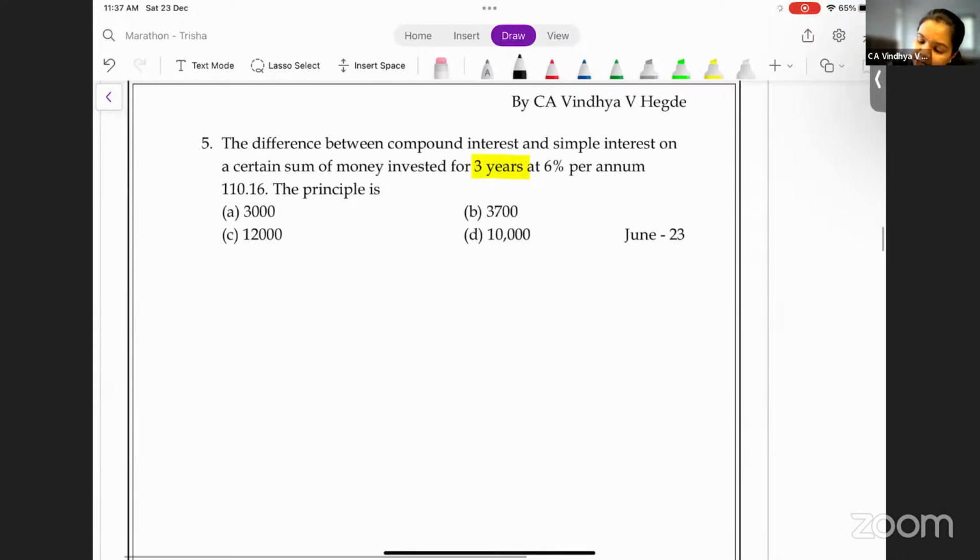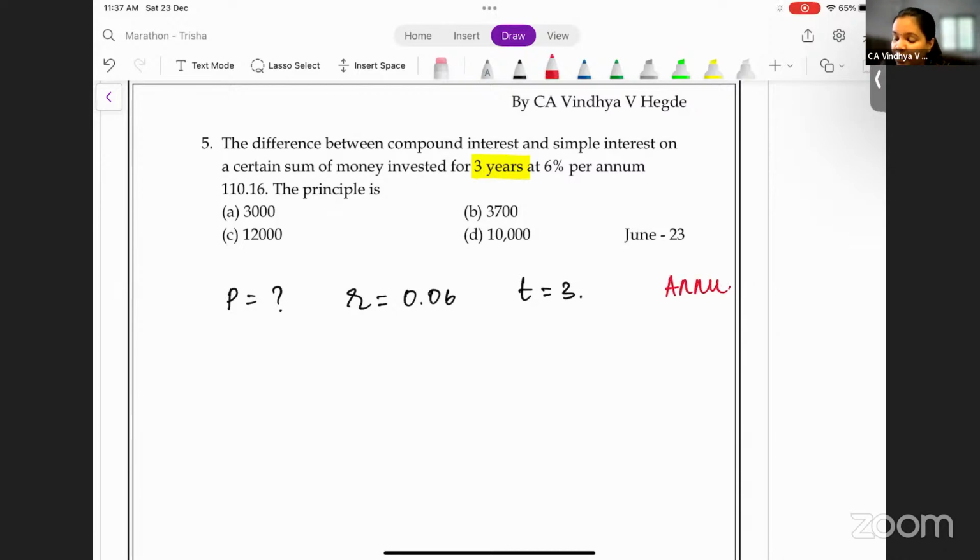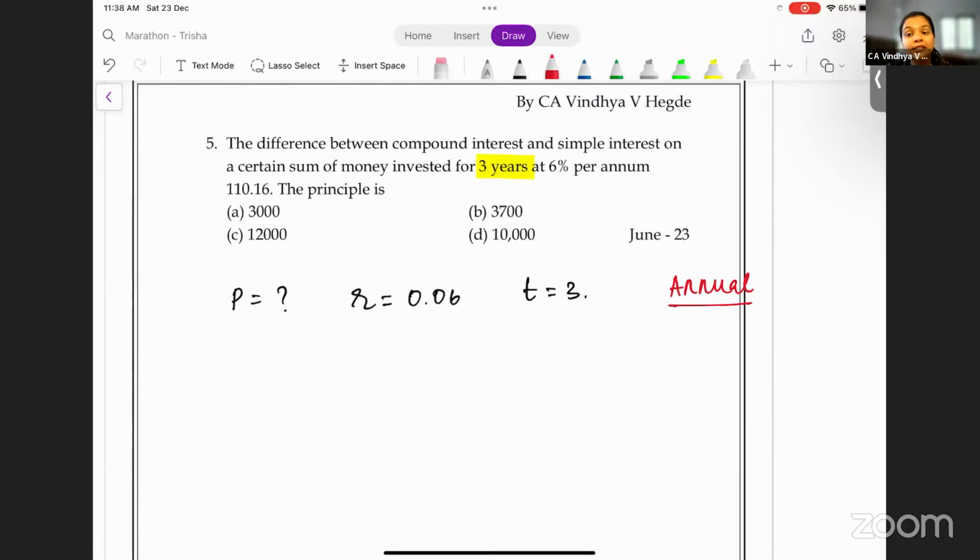Okay, so let's first write down what are the values given. Principal is unknown, rate is given as 0.06 and time is given as 3 years. Now in case of compounding, there is nothing mentioned about the type of compounding. So we shall consider it as annual compounding. And if you remember, in case of annual compounding, I is equal to R and N is equal to T.